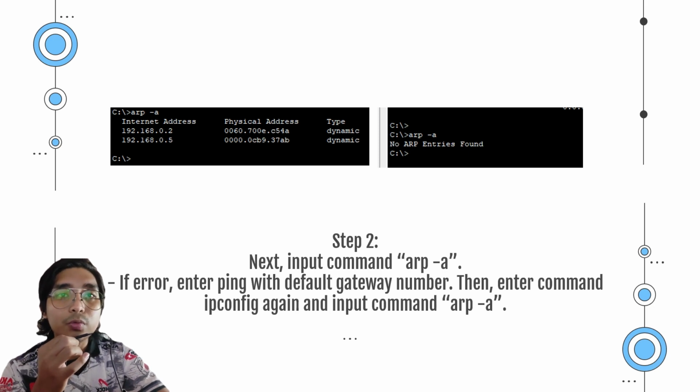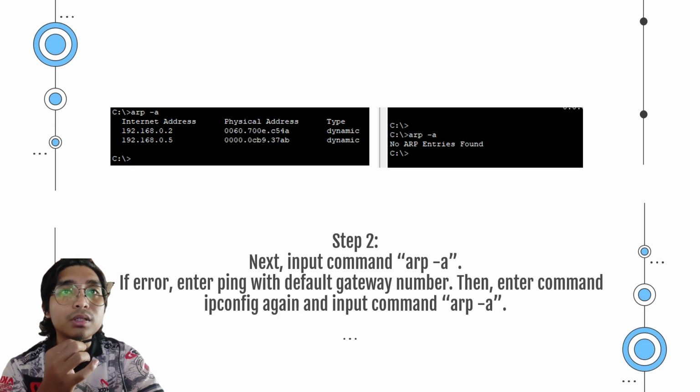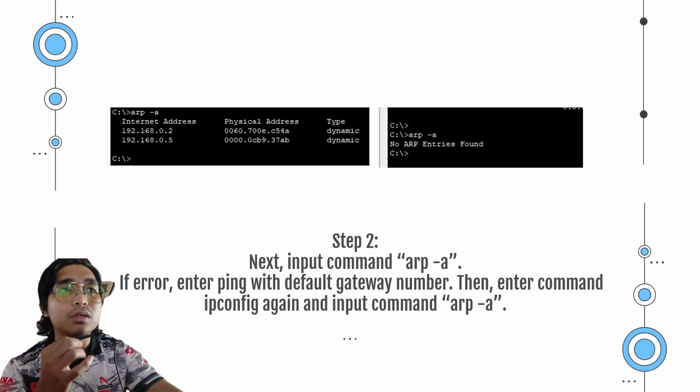And we move to step 2. We need to input the command arp -a to check the list of the devices. After we enter the command, it will show the internet address and the physical address that are connected after we ping the device. So that's how we check the list of the devices.